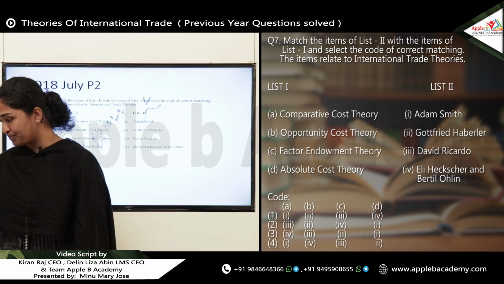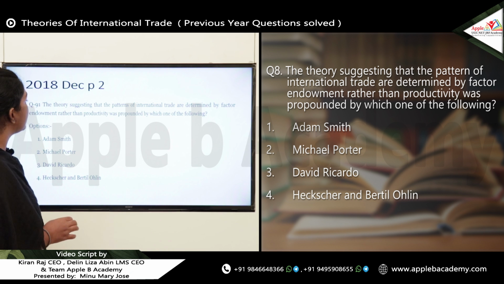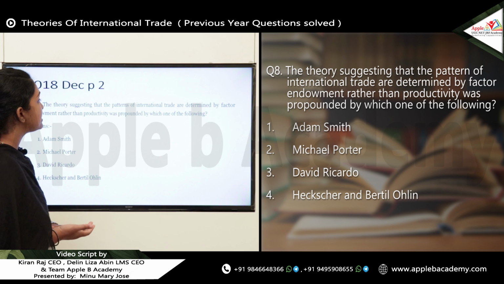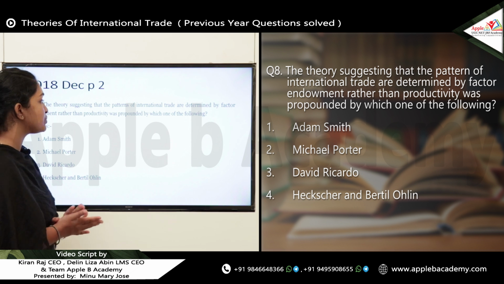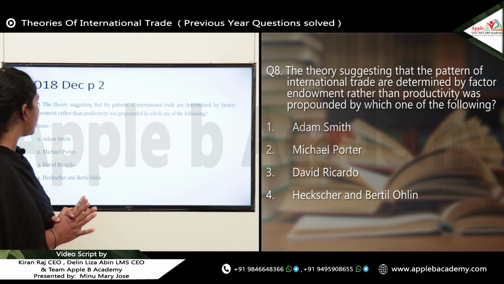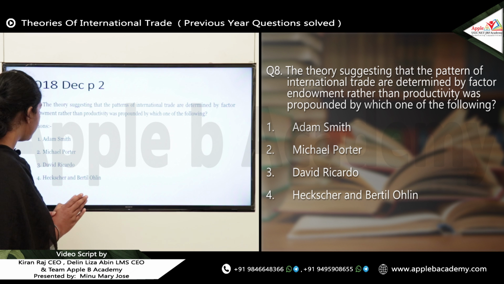Now 2018 December paper 2, this is also a direct question, which says that the theory suggesting that the pattern of international trade is determined by factor endowment rather than productivity was propounded by which one of the following? The options are Adam Smith, Michael Porter, David Ricardo and Heckscher and Ohlin.